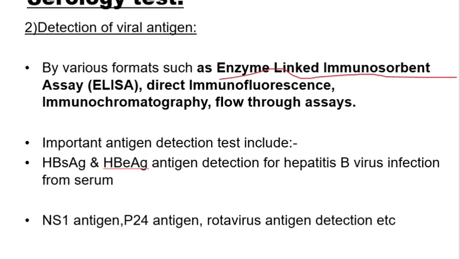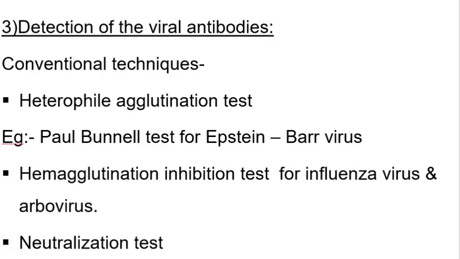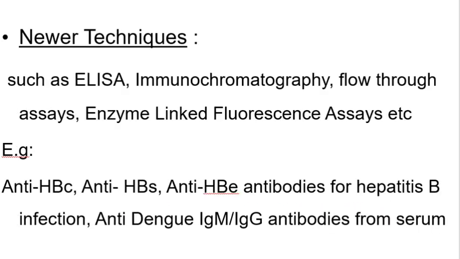So the next one is detection of antibodies. The conventional methods which were previously used involve the heterophile agglutination test, Paul-Bunnell test for Epstein-Barr virus, hemagglutination inhibition test, neutralization test, complement fixation test, etc. Newer techniques which are commonly used nowadays involve ELISA, immunochromatography, flow through assay, enzyme linked fluorescence assay, etc. Examples of antibody detection tests involve antibody against hepatitis B core antigen, antibody against hepatitis B surface antigen, antibody against hepatitis B precore antigen. All these antibodies we can detect for the diagnosis of hepatitis B infection. Then we can also detect IgM or IgG antibody against dengue by ELISA.